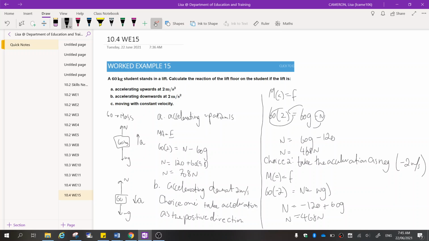So it doesn't matter which one you do, just be aware that your textbook can choose to do it in either way. Okay, next question is C. Now, if it's moving with constant velocity, that means the acceleration is 0. So we're going to have 0 is equal to, now when acceleration multiplies by your mass, you have 60 times 0, which just makes 0. So 0 times, now N minus WG, which just means that N is equal to 60 times g, newtons. Now your textbook will probably leave it in this form because we like to leave things as exacts. And there you go. Done.